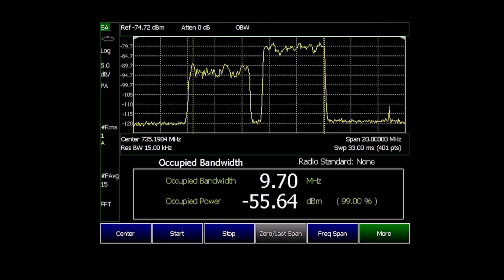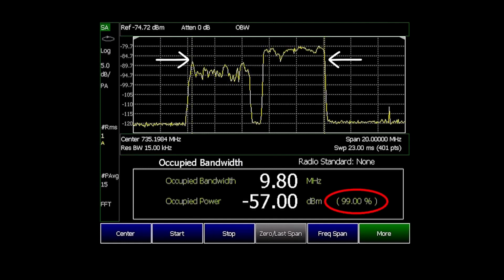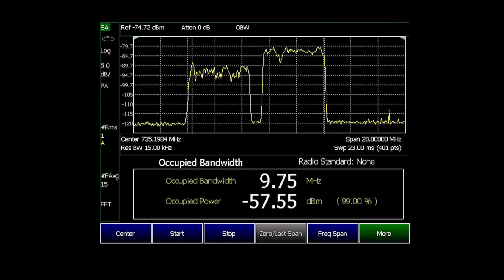A spectrum analyzer with occupied bandwidth measurement capabilities computes the channel power, then places the marker lines at the frequencies that bracket 99% of that power. All you have to do is input the carrier frequency, and the occupied bandwidth measurement automatically determines the 99% bandwidth. The default percentage is 99%, but you can customize it.